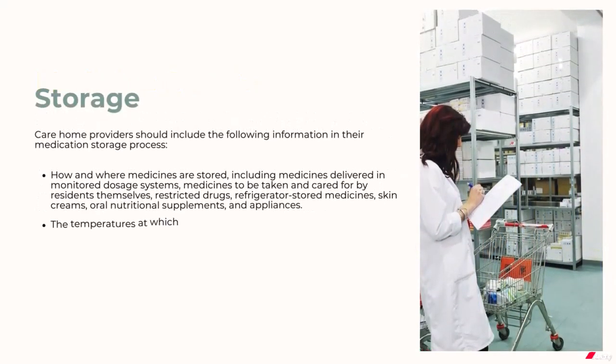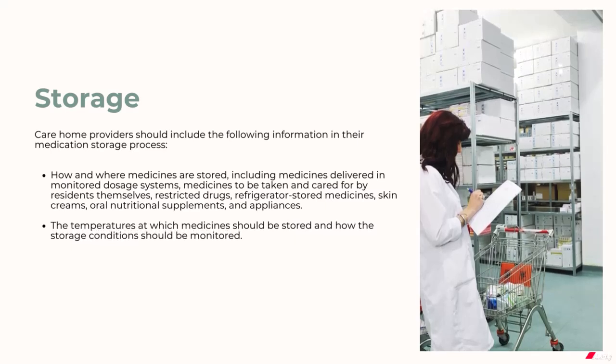Storage. Care home providers should include the following information in their medication storage process: how and where medicines are stored, including medicines delivered in monitored dosage systems, medicines to be taken and cared for by residents themselves, restricted drugs, refrigerator-stored medicines, skin creams, oral nutritional supplements, and appliances. The temperatures at which medicines should be stored and how the storage conditions should be monitored.